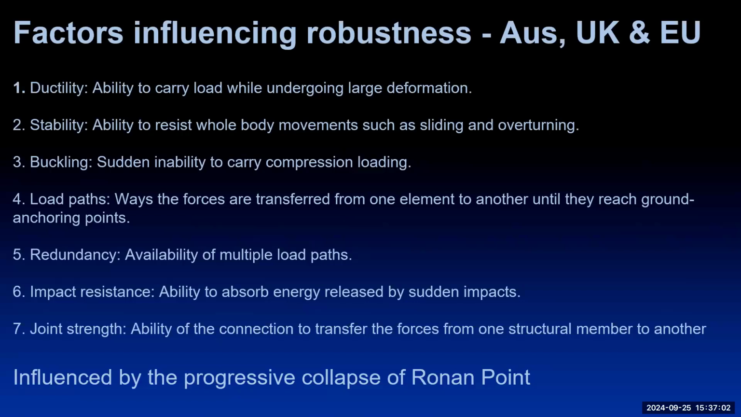Impact resistance, joint strengths. You've had a problem in the United States of the ability of joints to maintain their connection to transfer forces from one structural member to another. And again, I would go back to this digital twin thing. One of the decisions you make when you're creating a mathematical model is, what is the connection between two elements? Will I assume it's encastre, or will I assume that it's sliding about? It's a decision, and the designer can actually make a decision one way or another. All of these are influenced by the progressive collapse of Ronan Point.